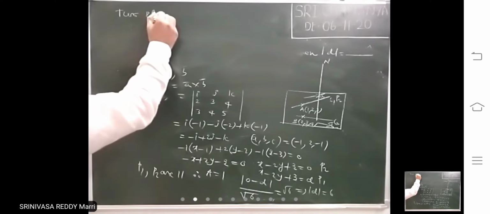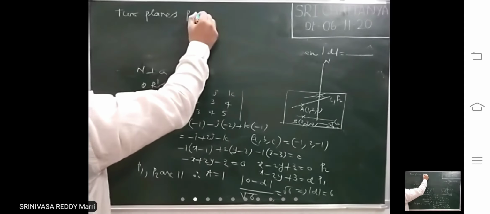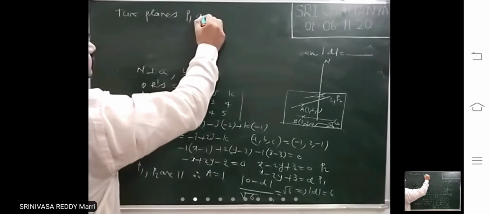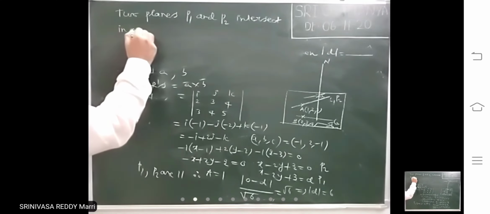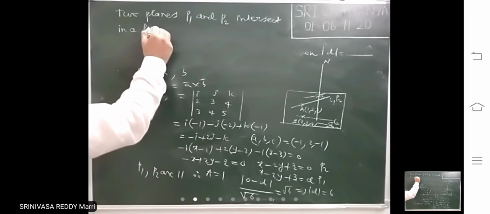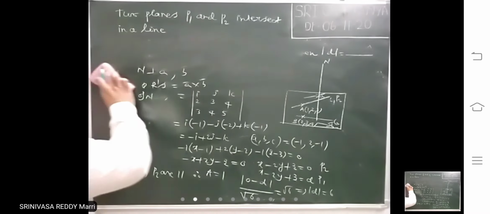Two planes, P1 and P2, intersect in a line. Two planes intersect in a line.